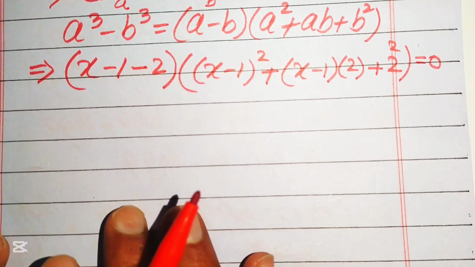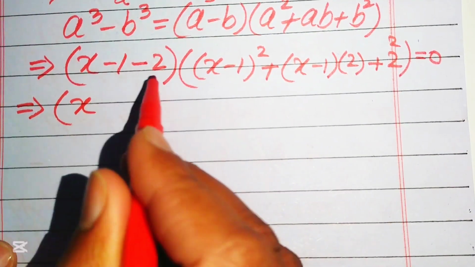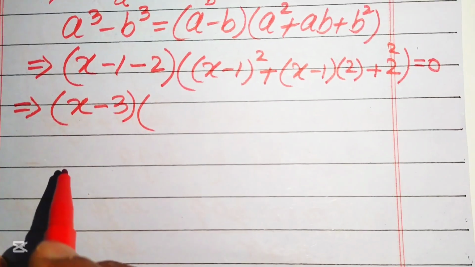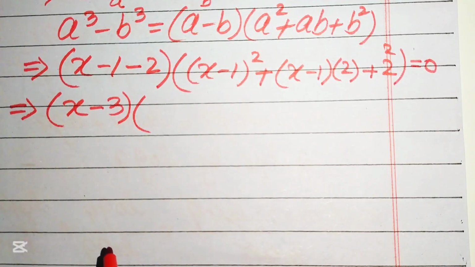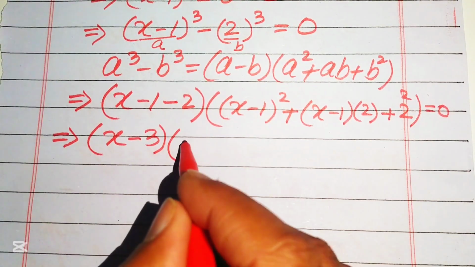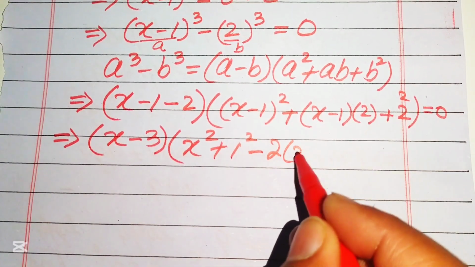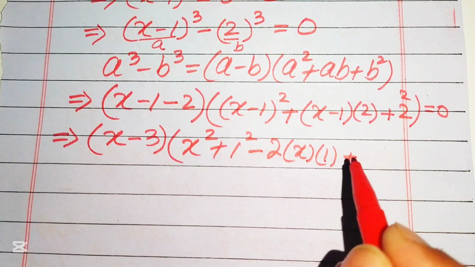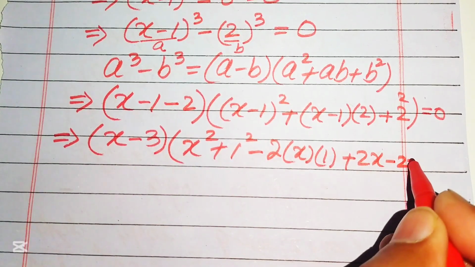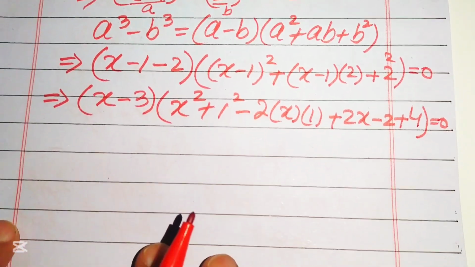After that we need more simplifications here. Now you see that x minus 1 minus 2 equals x minus 3, times here we need to expand this square. We can apply the square identity, which is written as a square plus b square minus 2 times a and b. Plus here we can multiply this 2 on both of these terms. It becomes 2x minus 2 plus this 2 square equals 4, and this whole equals 0.